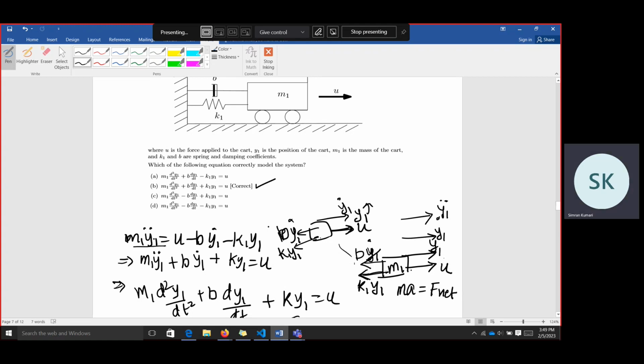M1 y1 double dot, which is A, is the total force. What is the total force? U minus B y1 dot minus K y1. Now you got it.